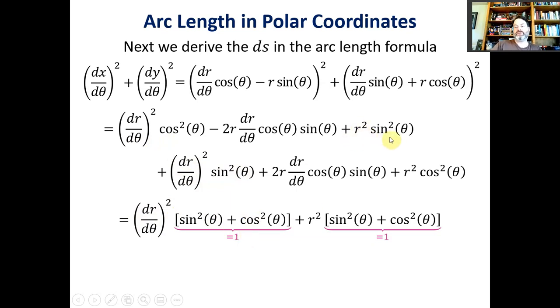Over here we have an r² sin²θ and an r² cos²θ. Add those together, factor out the r², and you're left with sin²θ plus cos²θ, which is another 1. So this thing conveniently simplifies to this, which is really nice, because this is going to be easy to compute, and a lot easier than that in polar coordinates.